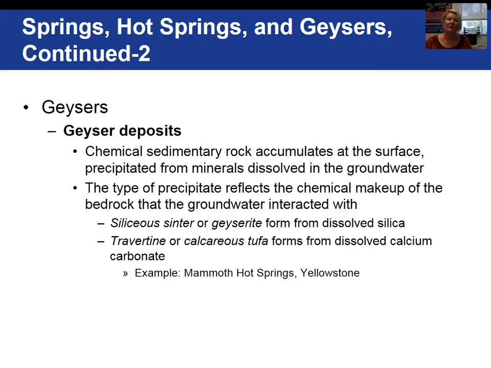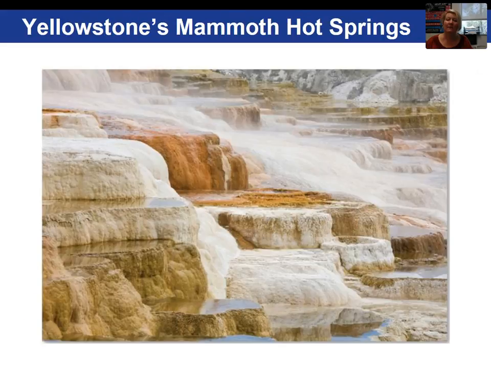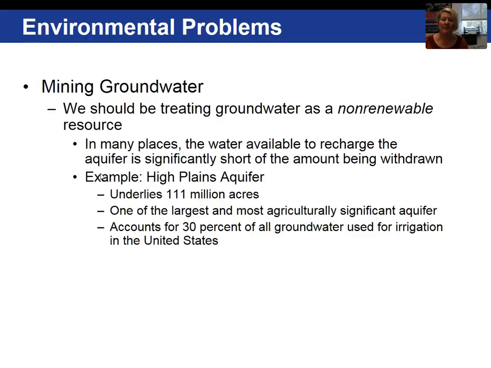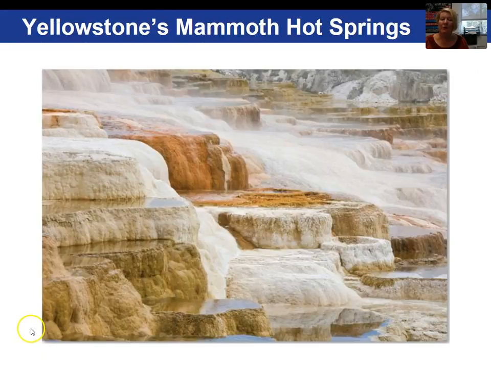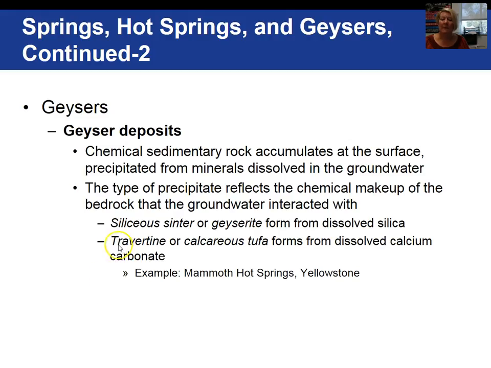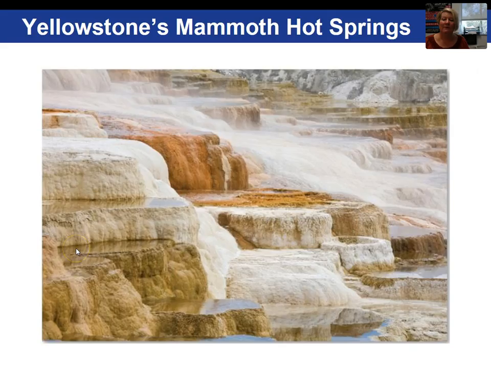There are a couple different sedimentary rocks that form as a result of geyser deposits. This deposit is travertine, and that is a form of limestone. Another example of a geyser deposit is geyserite, and that's made out of silica rather than calcium carbonate that travertine consists of.